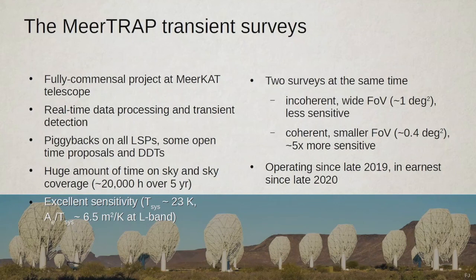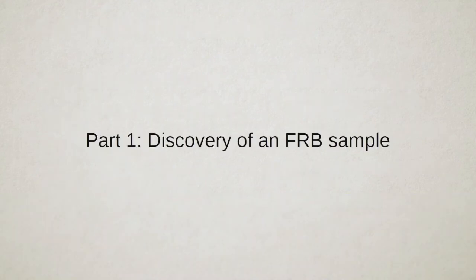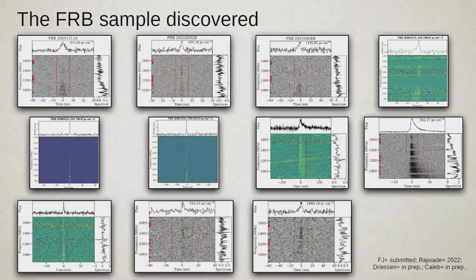And we have been operational since about late 2019. Let me get into the first part. These are the 11 FRBs that we have discovered until the end of 2021. These are the ones at L-band frequencies, and they have dispersion measures between about 400 to about 2,000 units, and RMs between about 100 to 1,900, which places them at inferred redshifts of 0.1 to 2 approximately.